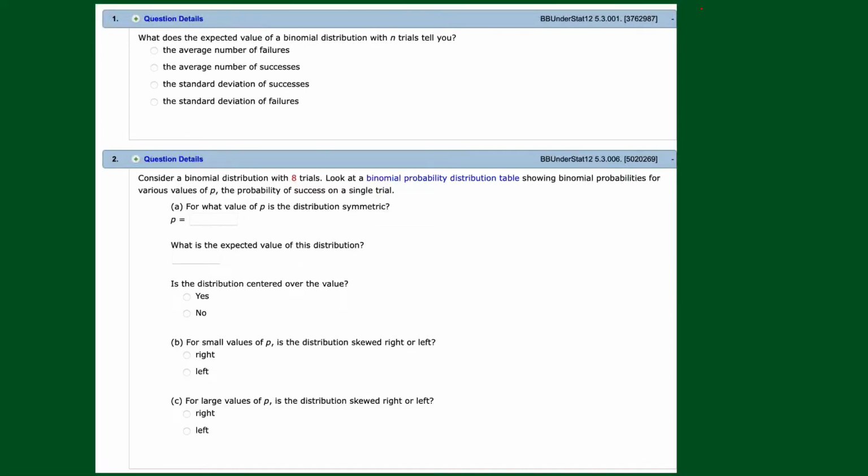Section 5.3, problems 1 and 2. Here's number 1. What does the expected value of a binomial distribution with n trials tell you?